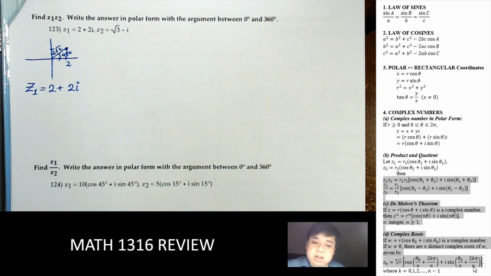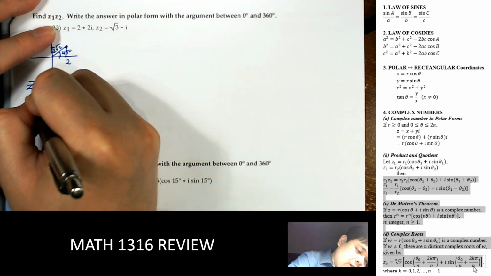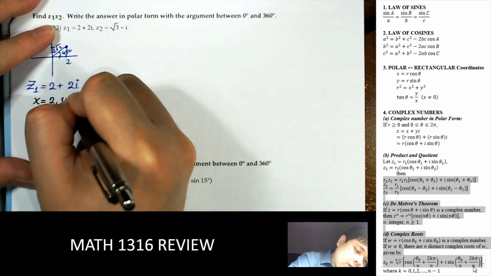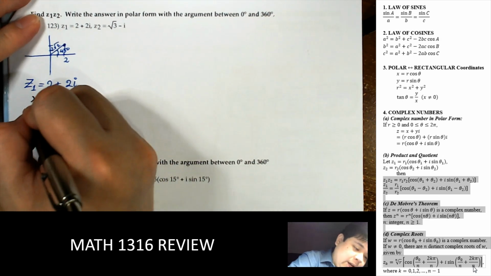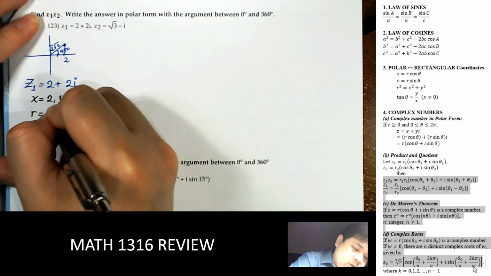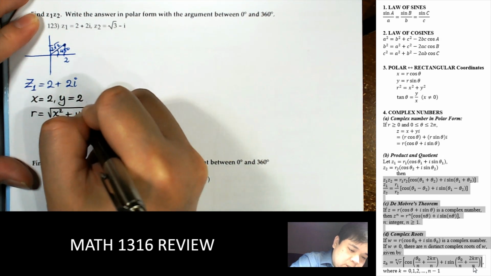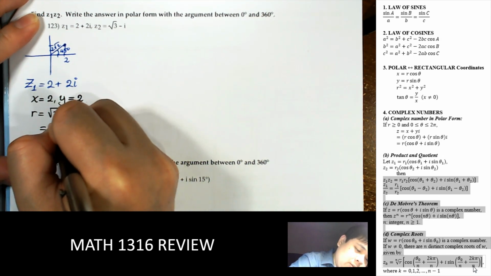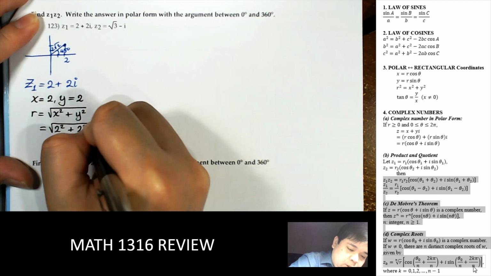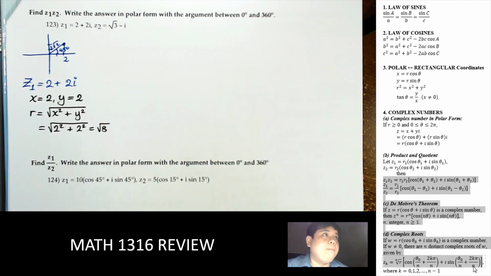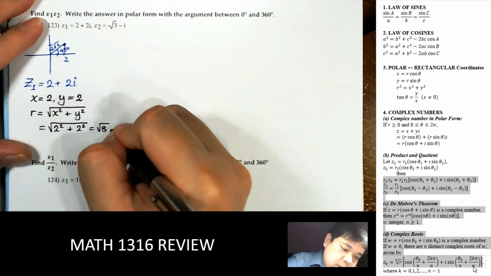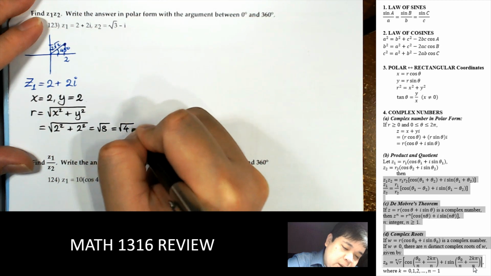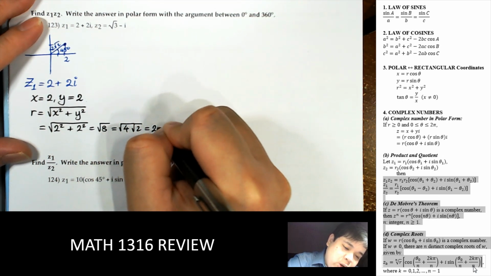Now we convert this to polar. So x is 2, y is 2. And r is the square root of x squared plus y squared, which is square root of 8. Or square root of 4 times square root of 2. Or 2 square root of 2.